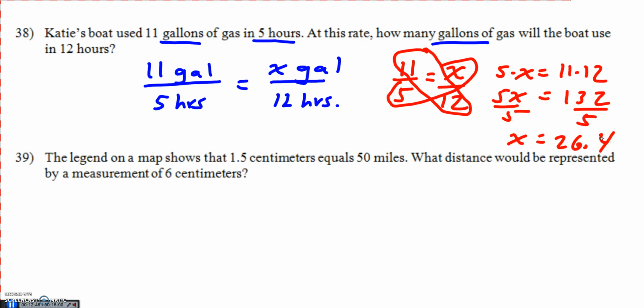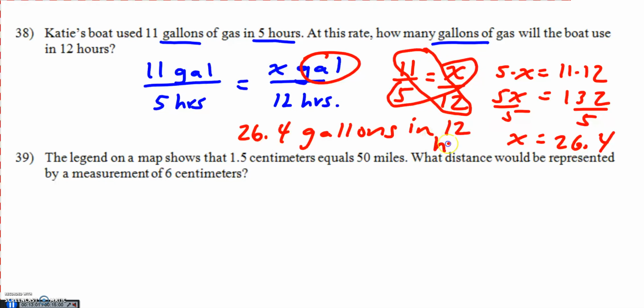But remember, because this is a word problem, we have to answer it with a final unit. So I'm looking for gallons, so my answer is 26.4 gallons. You could even say 26.4 gallons in 12 hours.